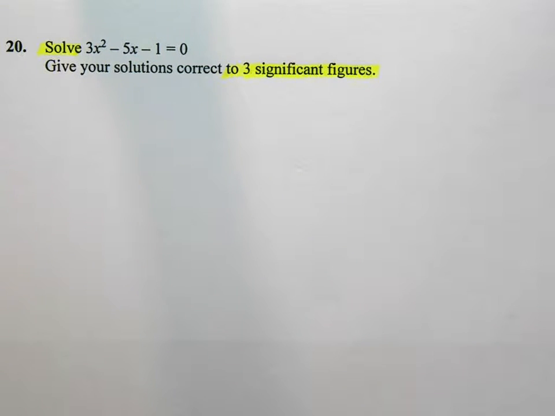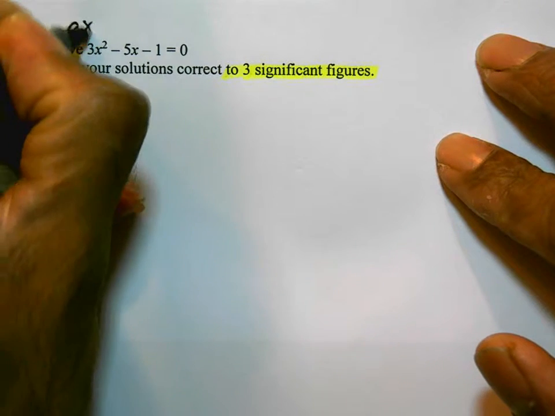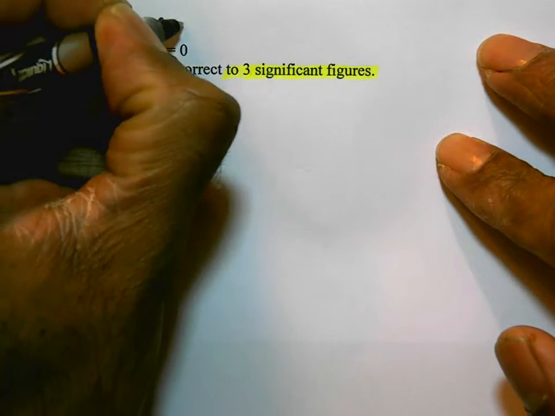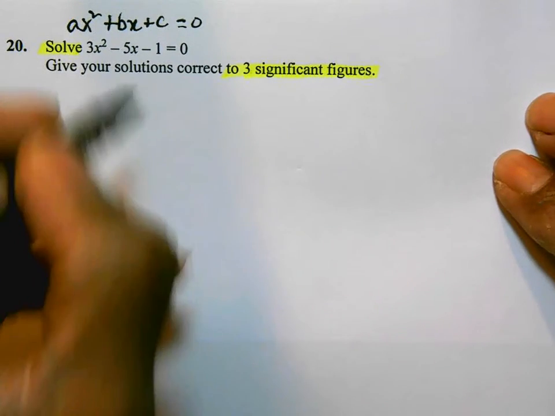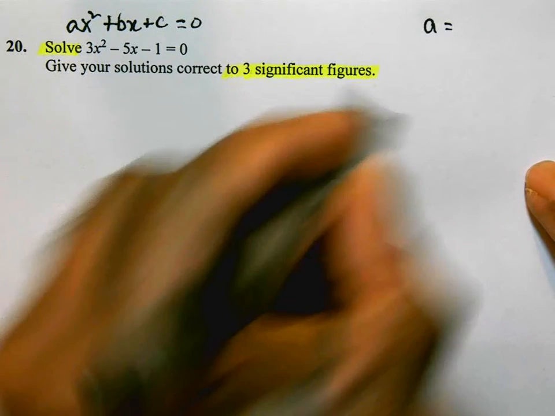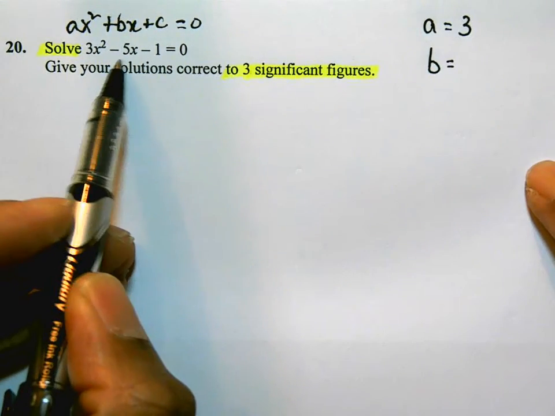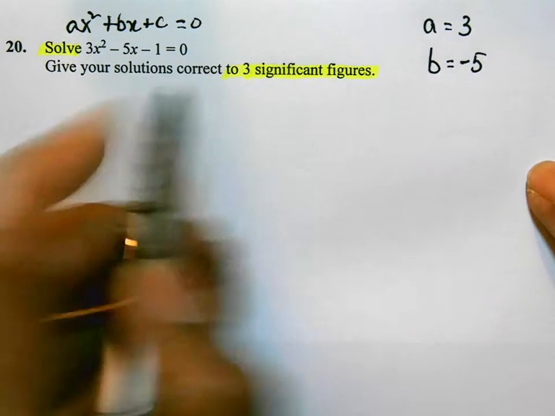Before I do that, I'm going to write above my equation ax squared plus bx plus c equals 0, and I'm going to use that to help me identify what a, b, and c are. So a is the number in front of x squared, which is 3. b is the value in front of x, which in this case is minus 5. And c is minus 1.